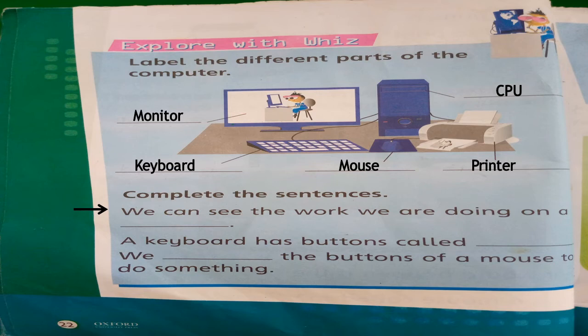Next, complete the sentences. We can see the work we are doing on a dash. We are doing on a monitor. You will write on the underline, monitor. Next, a keyboard has buttons called. Can you tell me, a keyboard has buttons called? Keys. Next, we dash the buttons of a mouse to do something. We click the buttons of a mouse to do something.